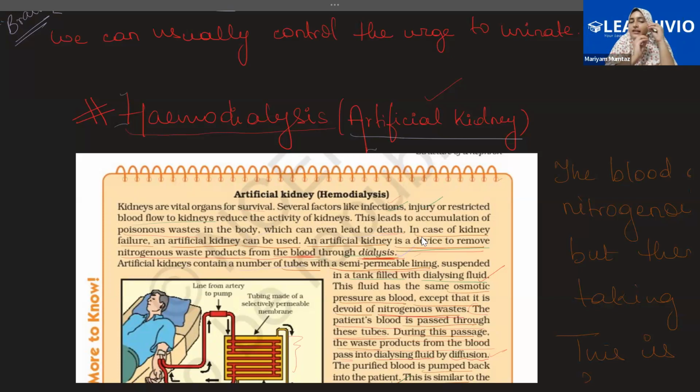So if a person undergoes hemodialysis, 100% their blood will be purified of the nitrogenous waste. But the reabsorption part or the secretion part will not take place. Very good, Zainab. So that will not take place. Why? Because it doesn't have that mechanism in it. So rather, what will happen is that the person will be deprived of all the nutrients, but his blood will be purified. Is it clear?